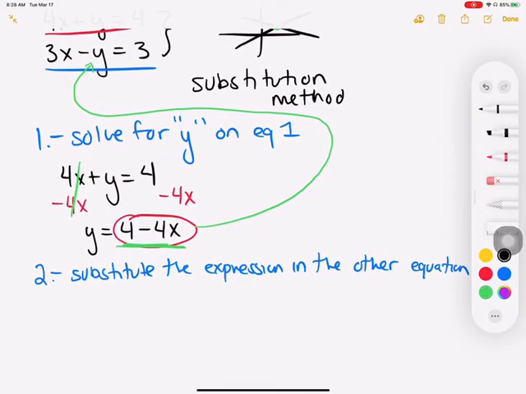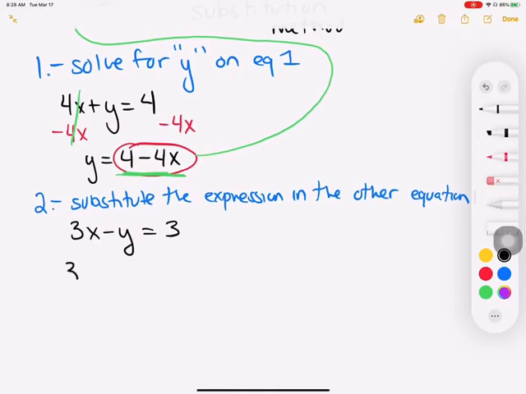So my equation 2 looks like 3x minus y equals 3. And what I'm going to do is I'm going to replace the y, just the y, with a parenthesis, where I'm going to substitute the expression that I found in the previous step. So the expression that I found in the previous step, that's 4 minus 4x. At this point, can you see that the only thing that I have in here is x's? So it means that I can solve this equation through the conventional methods, right?